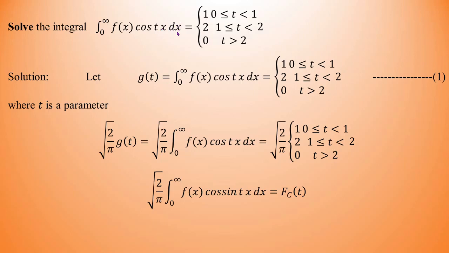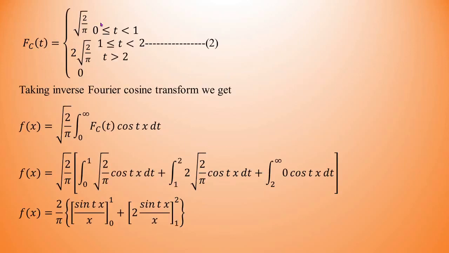Again, variable of integration is x, so t will be a parameter. So denote this by g of t. Now in place of sine, what do we have here? cos tx. So this will be a cosine transform. Same example but for a cosine transform. Now taking the inverse Fourier cosine transform, substituting exactly similar to the previous example. The only change is that here it is for the cosine transform.